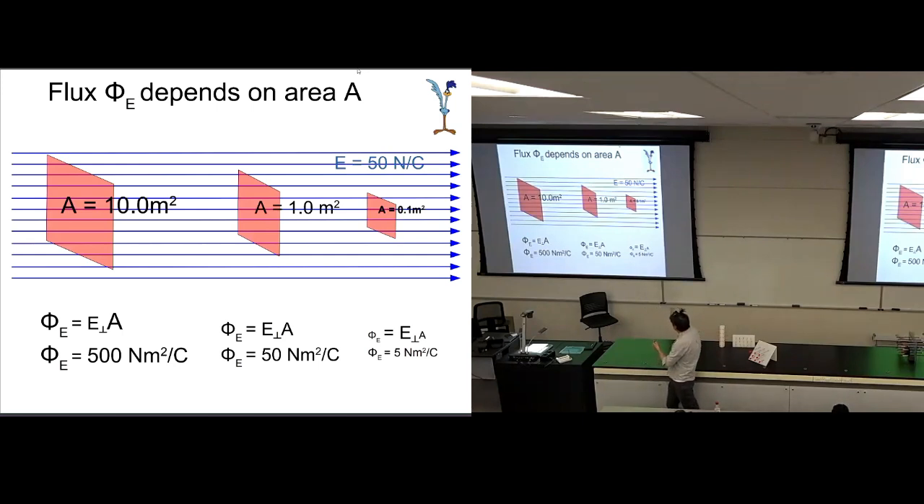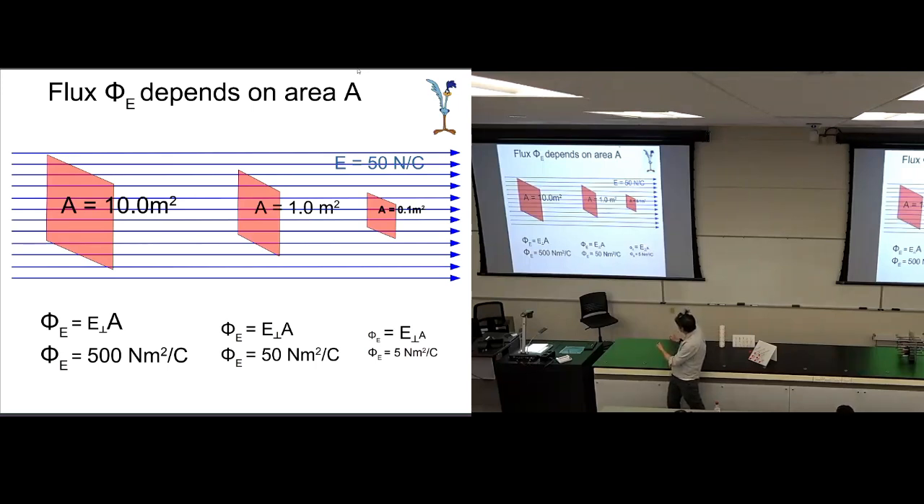This slide is to illustrate that flux depends on the area of the surface. How am I illustrating that? I'm imagining a uniform electrical field. Those are the field lines in blue. They're the same everywhere, no stronger or weaker on the left or the right or the center. I'm imagining three surfaces immersed in that field. The surface on the left is relatively large, the one on the right is relatively small, and the one in the center is somewhere in between. I'm calculating the flux through those three surfaces.